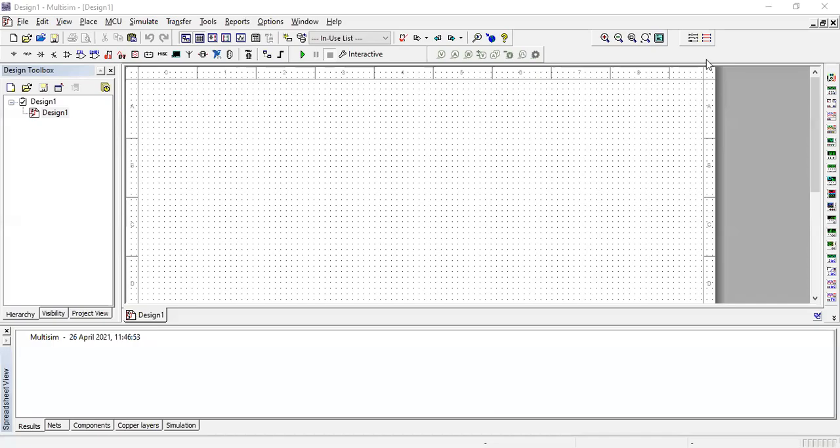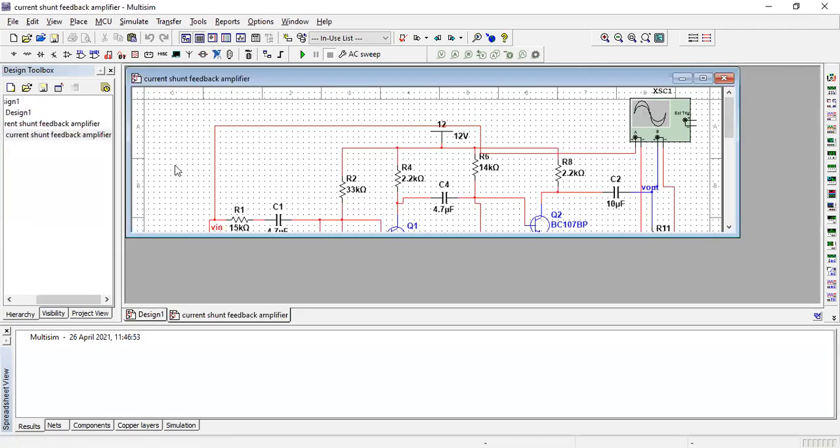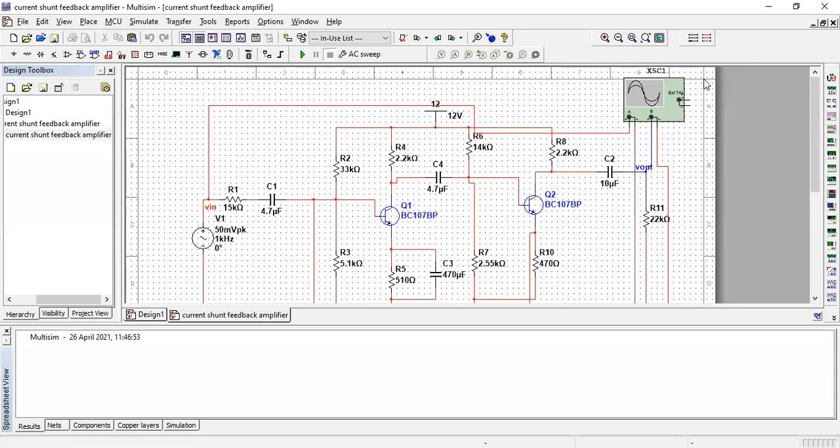So what is the experiment we are doing now? We have completed voltage series. Now we are doing current shunt. Yes or no? We are doing current shunt feedback amplifier. Actually, this is the circuit.